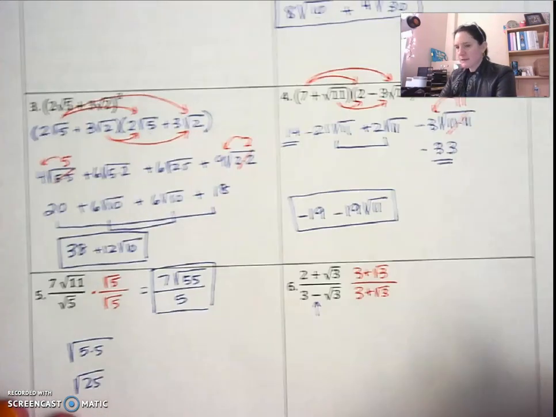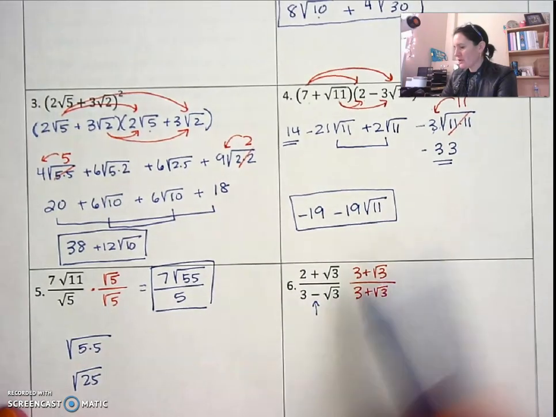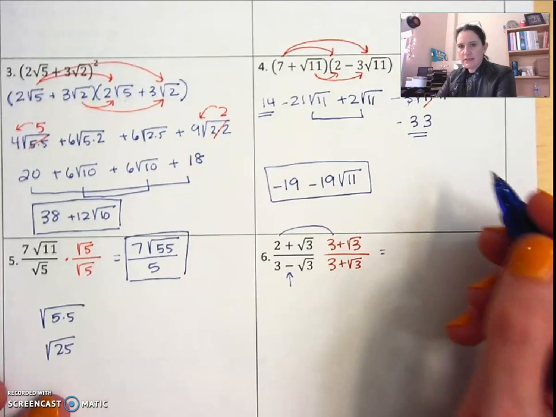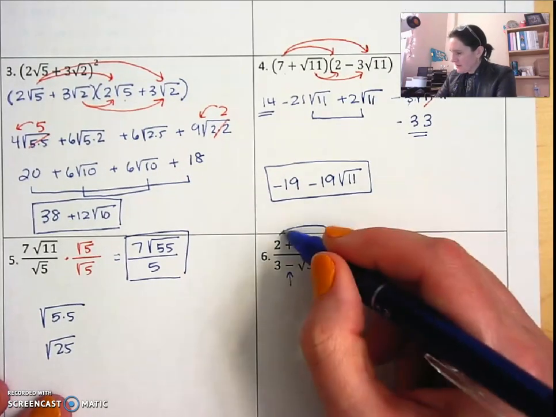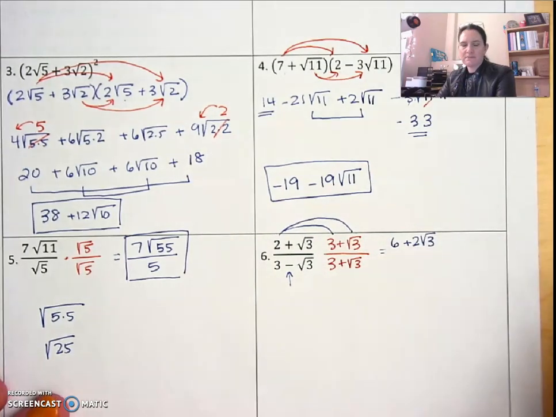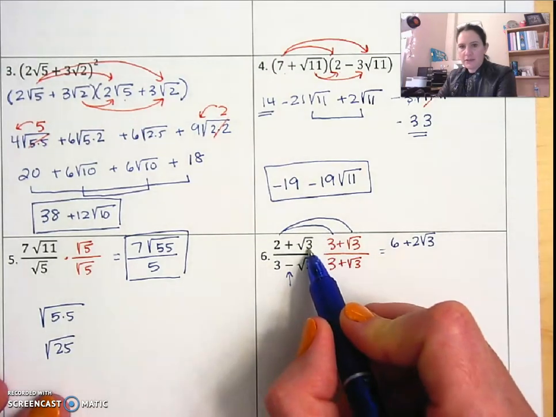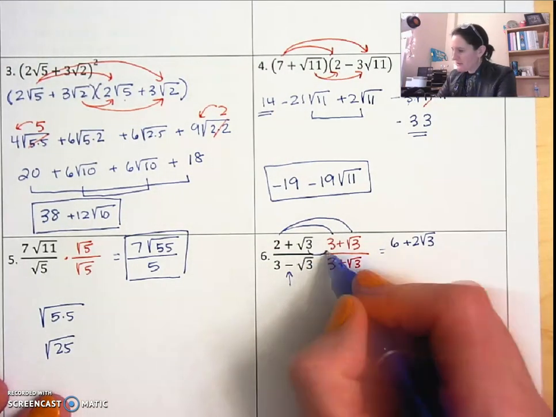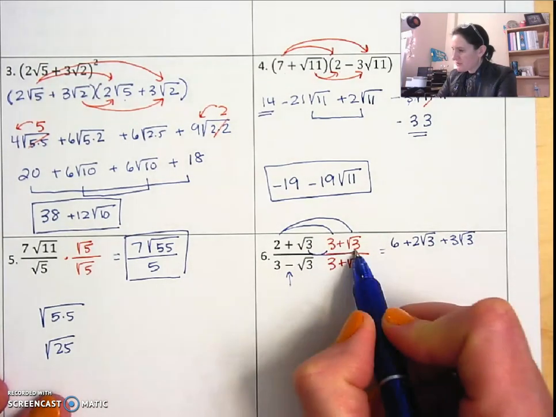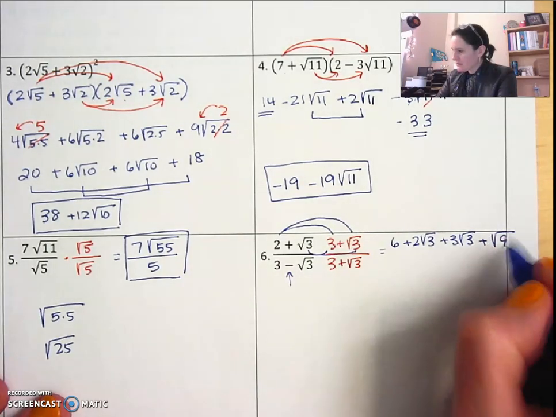So this becomes another FOIL or double distributive situation in the numerator. So 2 times 3 is 6, and 2 times rad 3 is 2 rad 3. So now I'm going to distribute the second term, this rad 3. So radical 3 times 3, positive 3 rad 3, and radical 3 times radical 3 is radical 9.